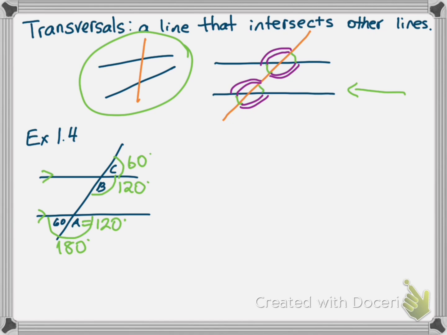And notice that if I keep going, I can just say this is also 120, this is also 60. This is also 120 and this is also 60. There's nothing else. There's no other options or calculations. Those are the only two values for this example. Okay? Let's continue with the next one.